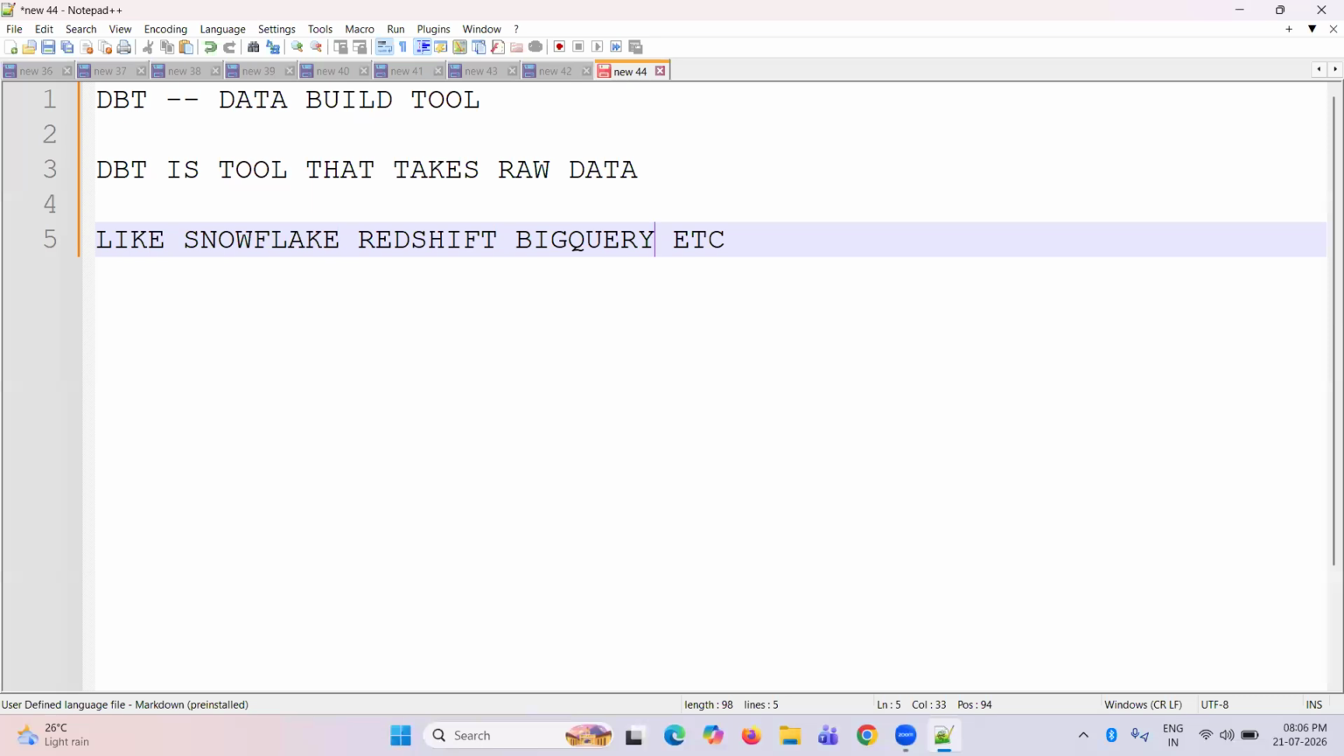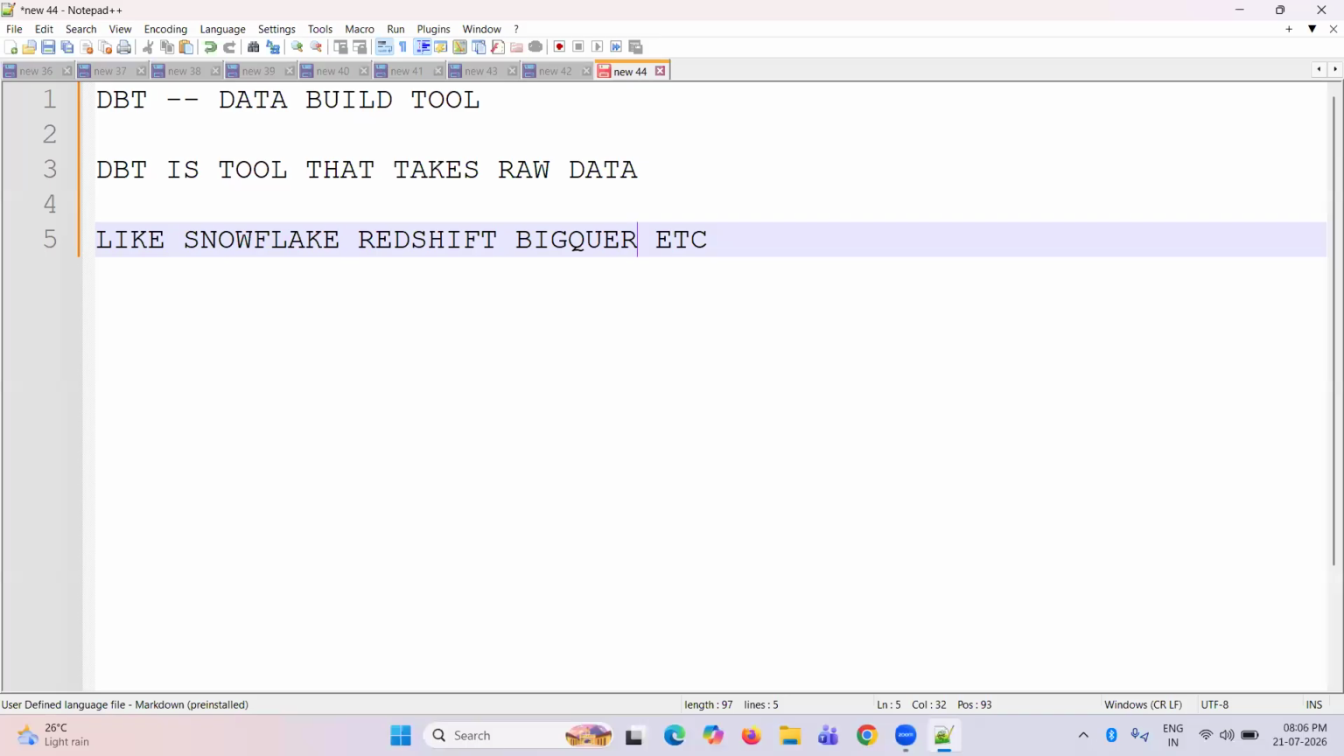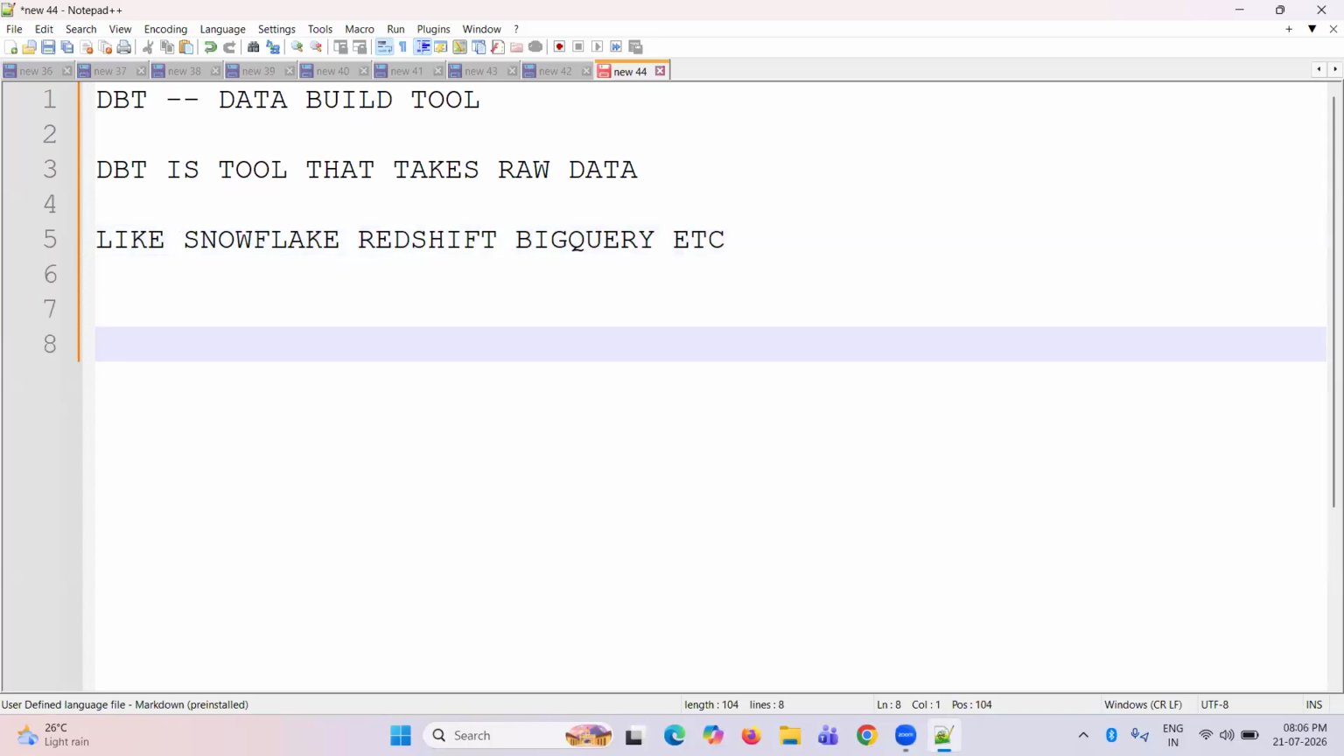So think of dbt like a chef in a kitchen. The raw vegetables, the raw data, are already in.